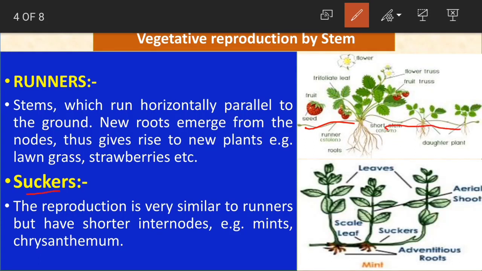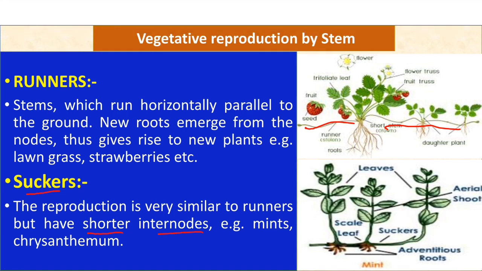Okay, what are suckers? Again here they are reproductive, and they are similar to runners, but they have got shorter internodes. Okay, a node is nothing but where a new plant is going to take birth, maybe from a leaf, root, stem, branch, or any other part of the plant. Okay, children, so nodes are those. So here the suckers and runners.